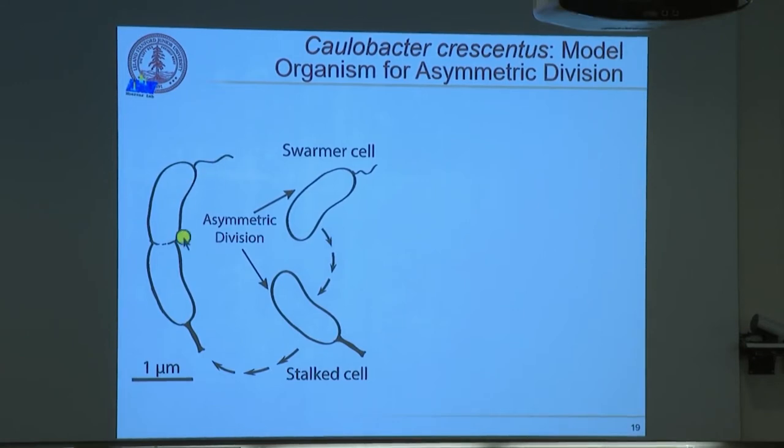As the cell cycle goes forward, you have stalked cells that can start dividing, but then you create swarmer cells and leave a stalked cell behind. You have two different daughter cells, even though it's a small bacterium. So that's fascinating. How does it work? How does this happen? How do you program this cell? That's been the key problem that's been under study for a really long time.